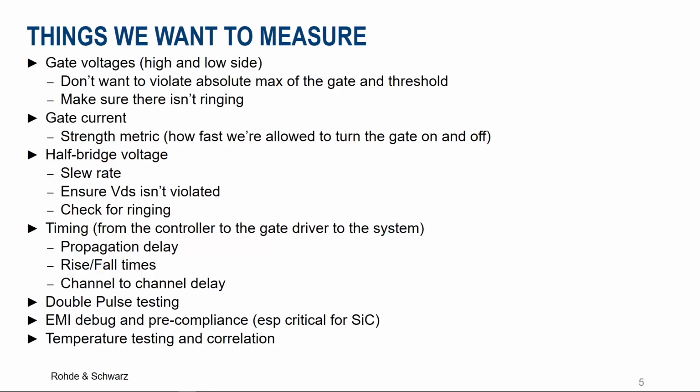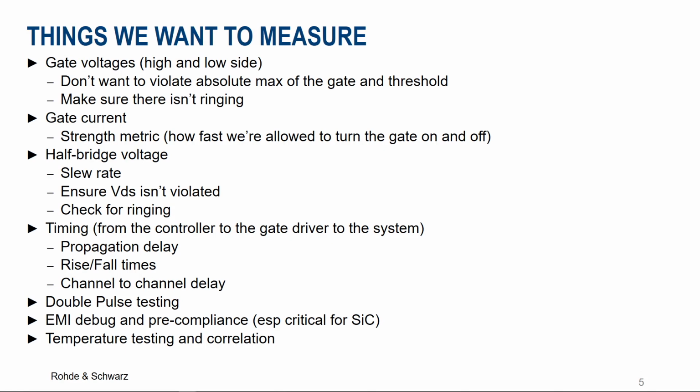The ringing will be impacted by the slew rate, and a commonly used method for controlling the slew rate is through an external series gate resistor. It's important to control the rise and fall times, as these can lead to EMI issues. It's also important to properly evaluate the gate current, as it is a strength metric that determines how fast you're allowed to turn the gate on and off.